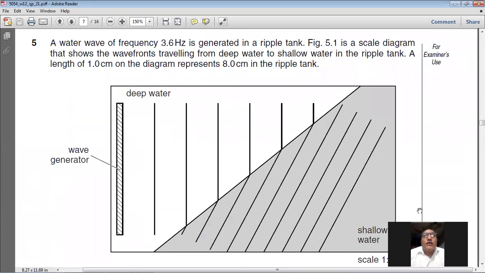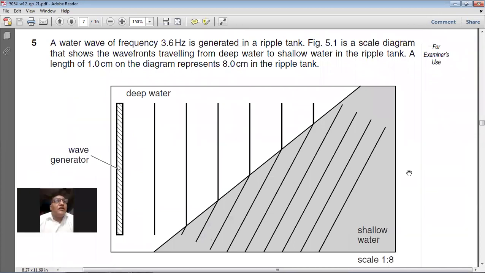So here we have a water wave of frequency 3.6 hertz generated in a ripple tank. The frequency is given, 3.6 hertz. Figure 5.1 is a scale diagram. Remember this word, scale diagram. So you can use a scale here, and with the help of a scale you can measure the wavelength directly from this diagram.